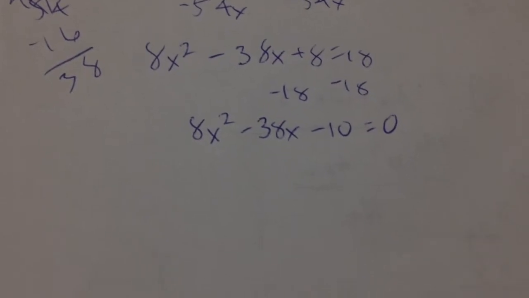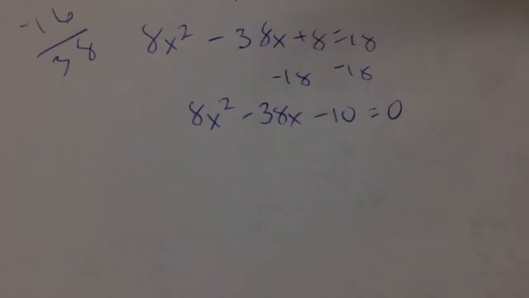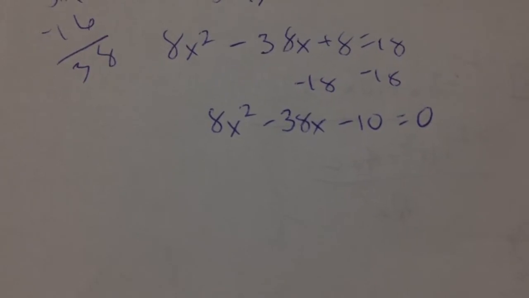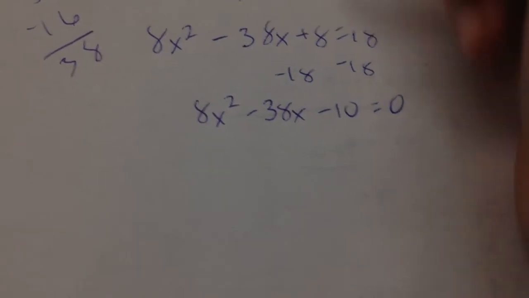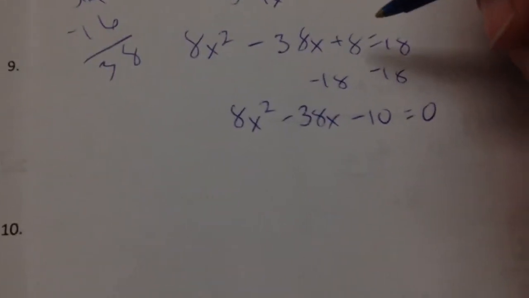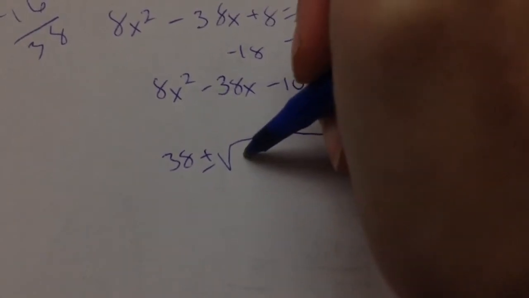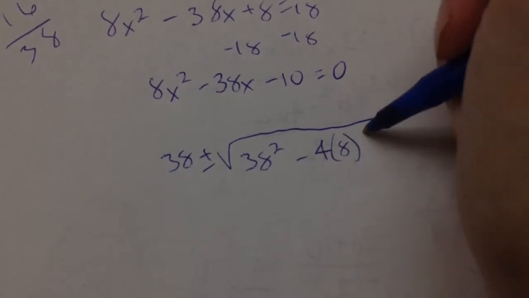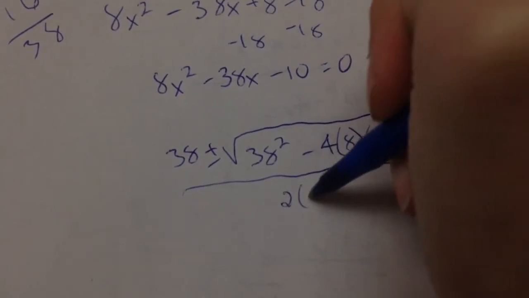Once again, on the last video I said you could divide out a 2, and you can divide out a 2 here as well. Since they're all even numbers, then that would reduce your equation so it wouldn't be so long. But anyways, let's just go ahead and jump into our quadratic. So we're going to have 38 plus or minus the square root of 38 squared minus 4 times 8 times negative 10. All of that over 2 times 8.